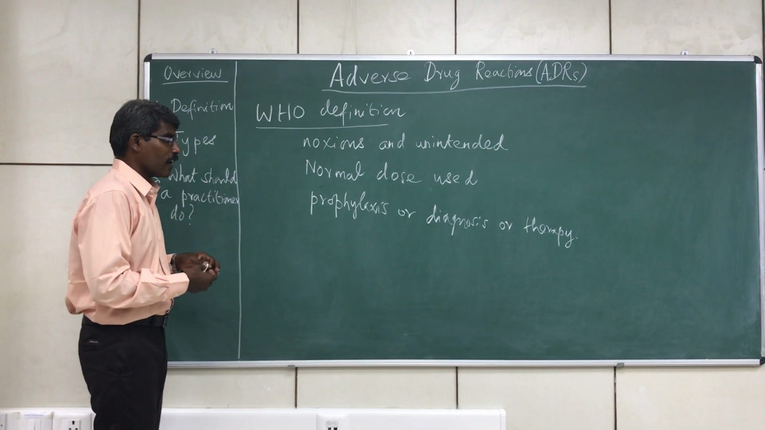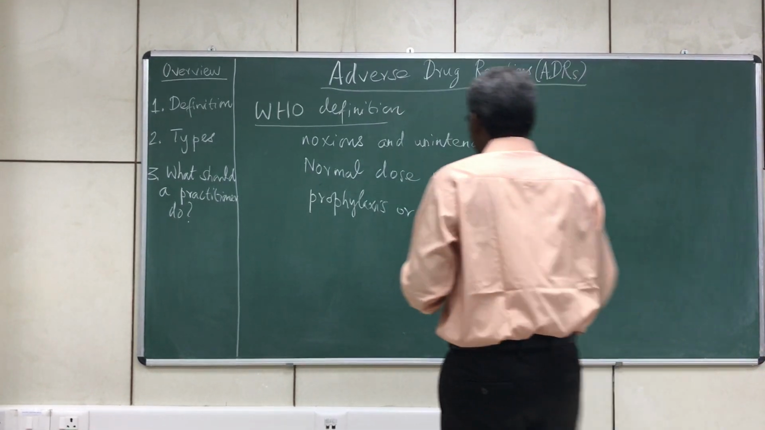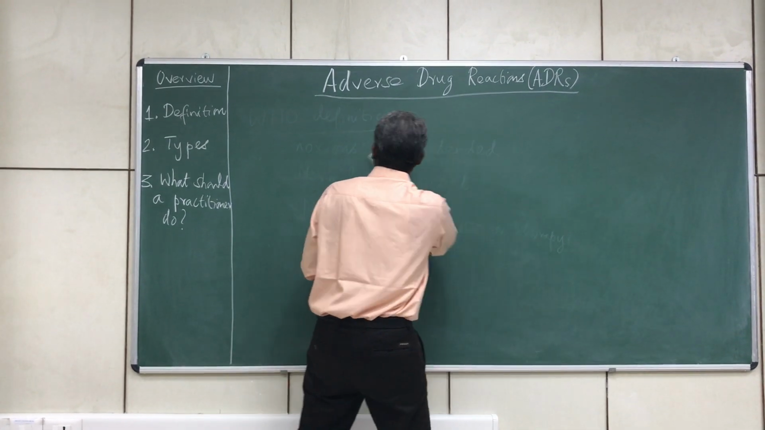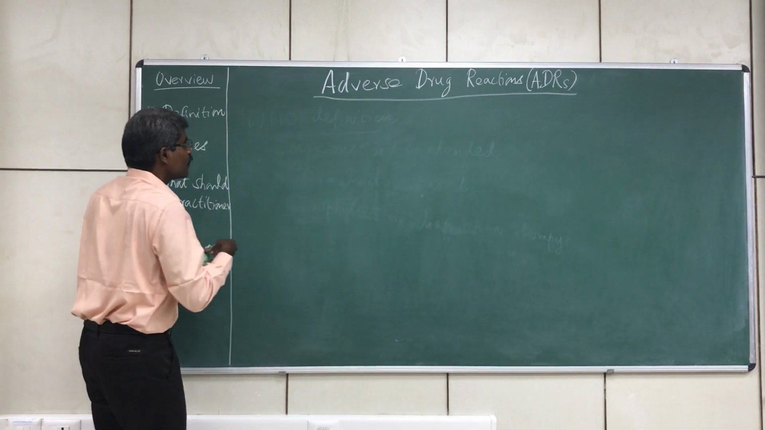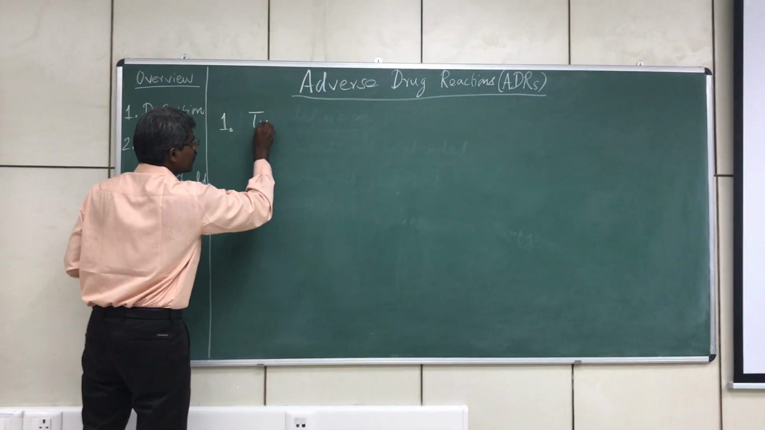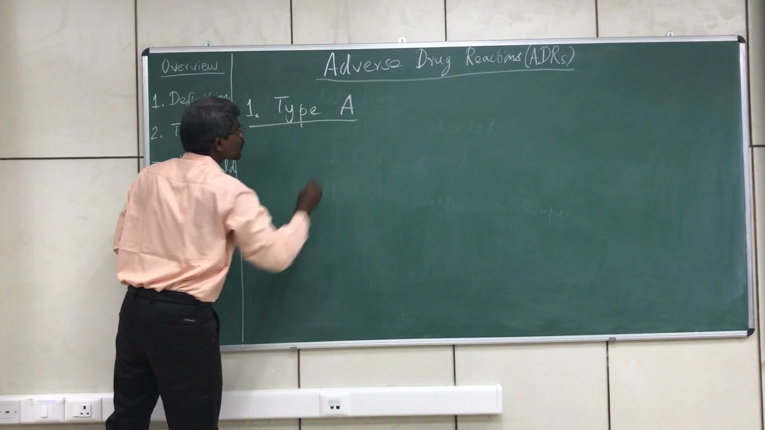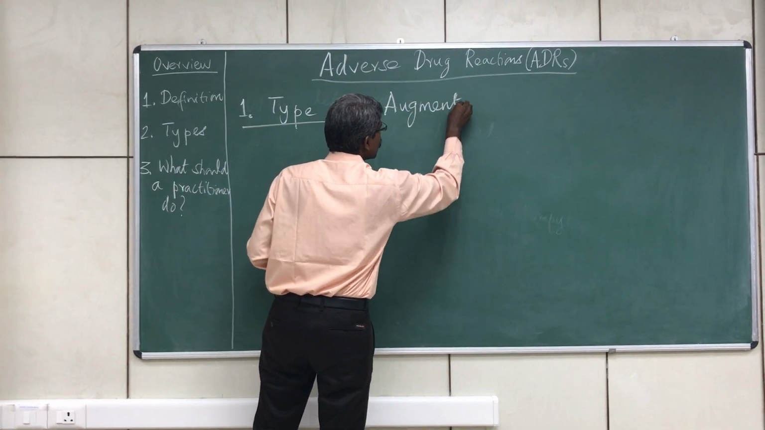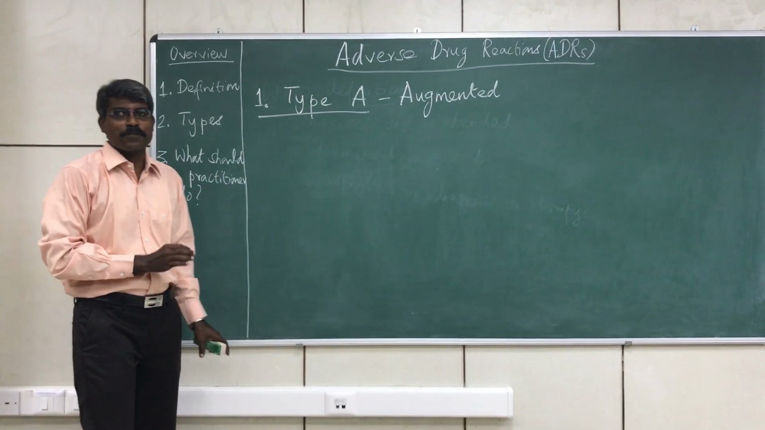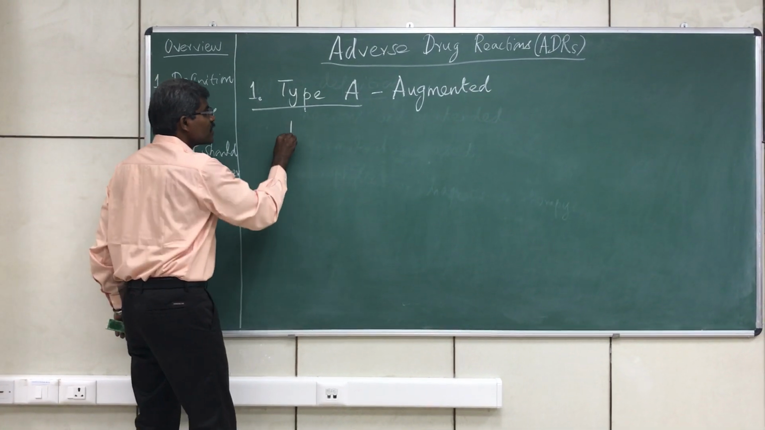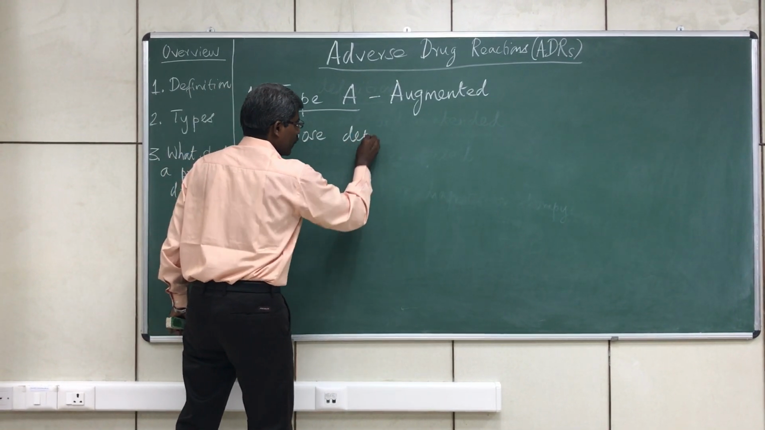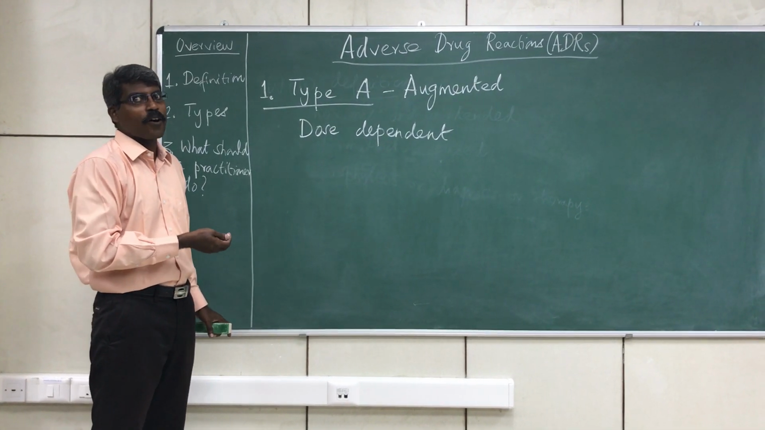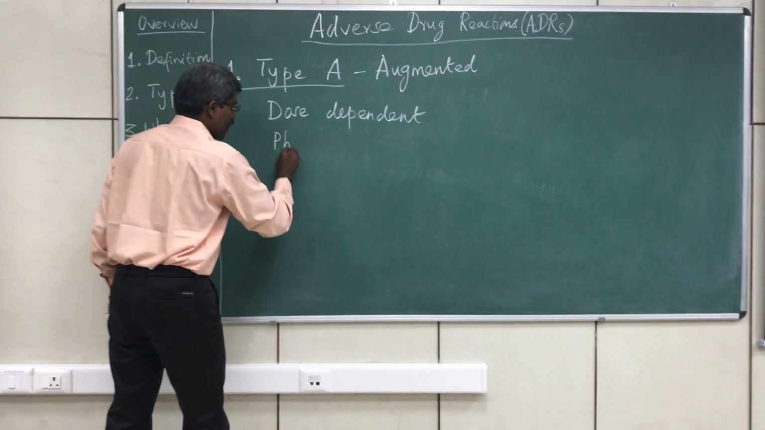Now let us see the types of adverse drug reactions. This is a very simple classification of adverse drug reactions, what is called the ABCDEF classification. The first type is type A reactions. A stands for augmented. Again the name is very self-explanatory. The dose augments these reactions, so these are dose dependent. As the practitioner increases the dose, the adverse drug reaction also increases. They are directly related to the pharmacological actions.